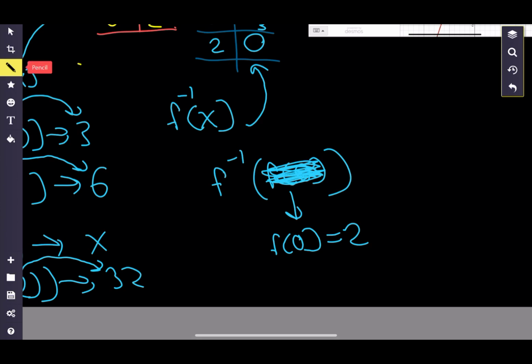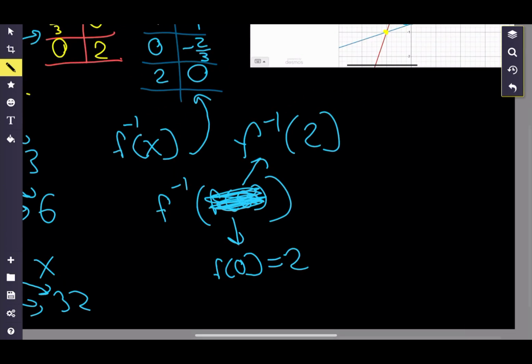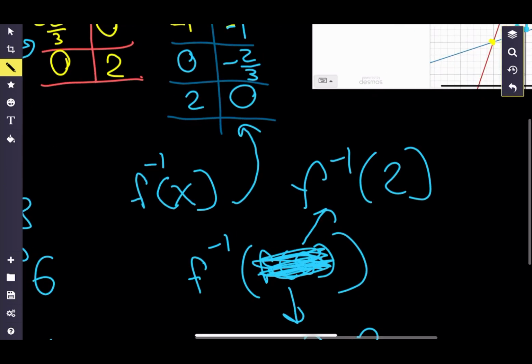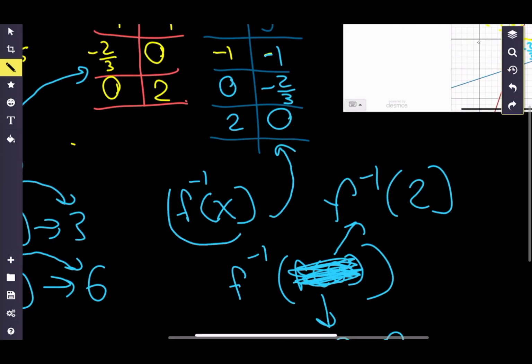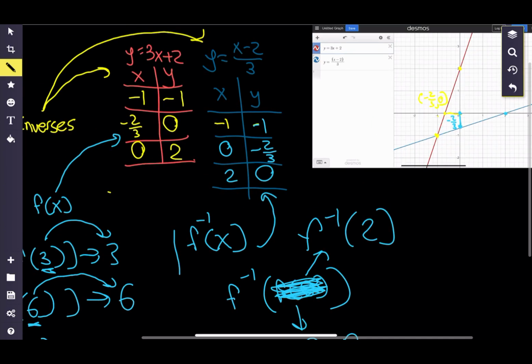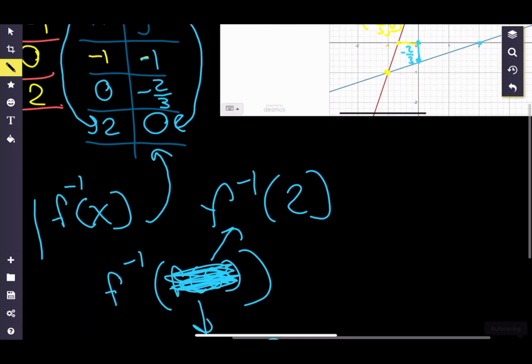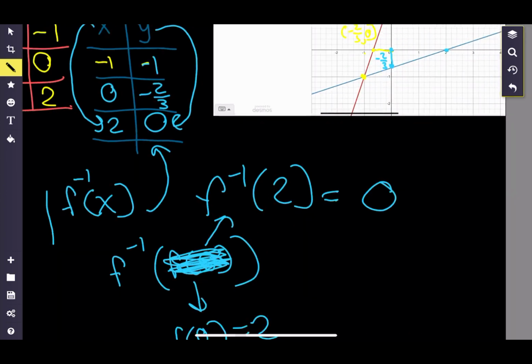So now, instead of f of 0 here, I could just substitute it with a 2, because they're equal to each other. Let me write this down. So this is going to be equal to f inverse of positive 2. Now, what is this equal to? Well, this is the inverse of f of x, and when we plug in 2 for x, we get a y value of 0. So f inverse of 2 is equal to 0.